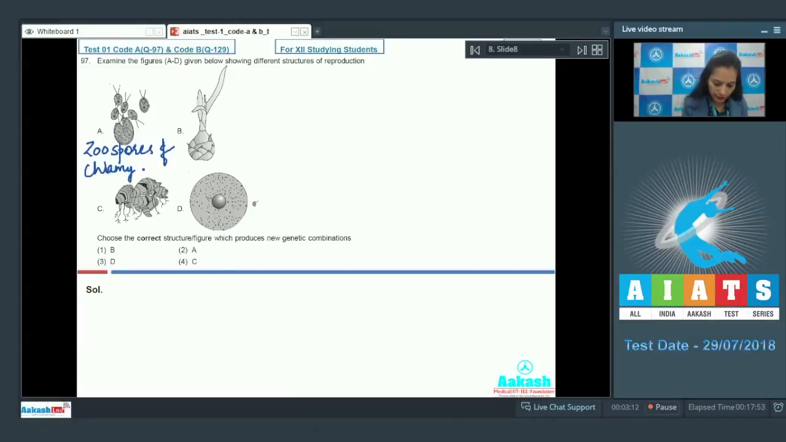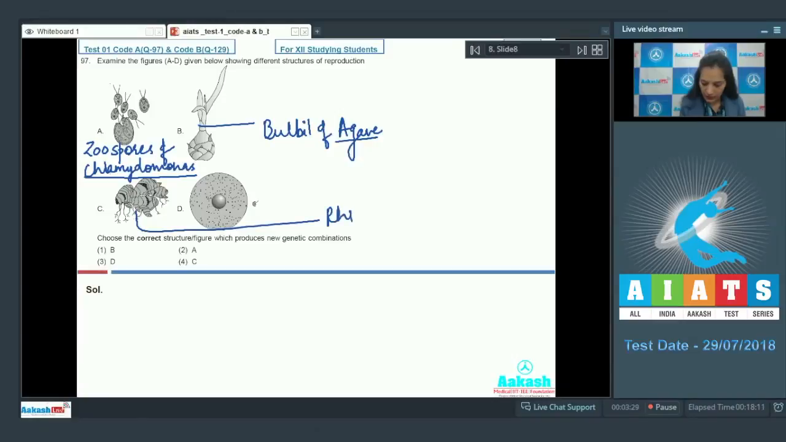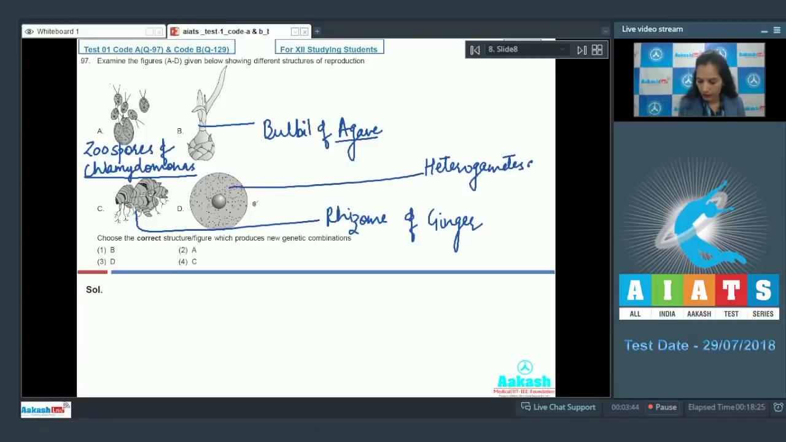Figure A shows zoospores of Chlamydomonas. Figure B, it is the bulbil of agave. Figure C is rhizome of ginger. And figure D shows heterogametes of Fucus. Now you can see that figure A shows the zoospores of Chlamydomonas.